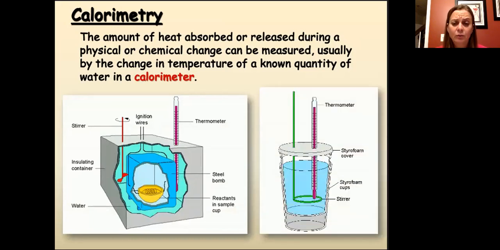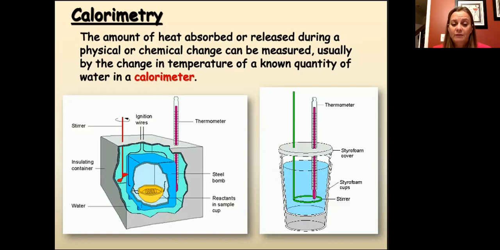Obviously, in most high school and even a lot of college labs, you're not going to be working with bomb calorimeters. More often, we work with what we call a coffee cup calorimeter. So we're using nested coffee cups to measure the change in temperature of water, again, to see how the temperature changes, and use our Q equals mCp delta T equation to determine how much energy is absorbed or released by that reaction.